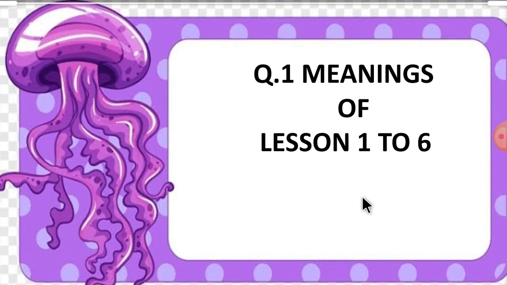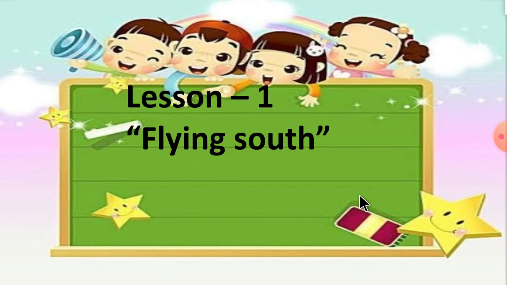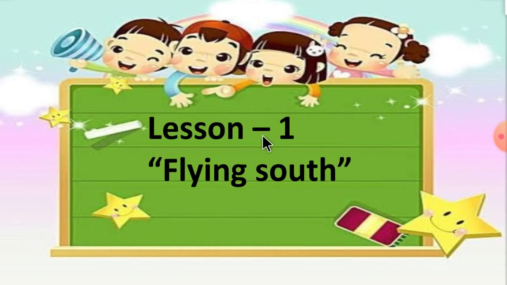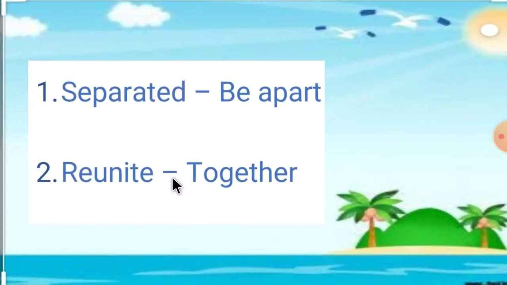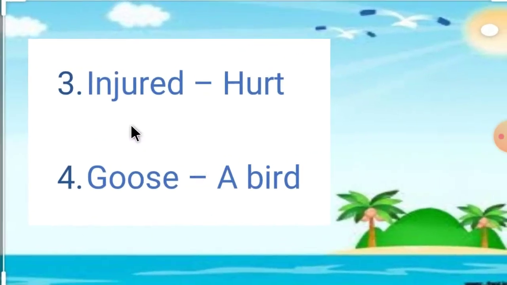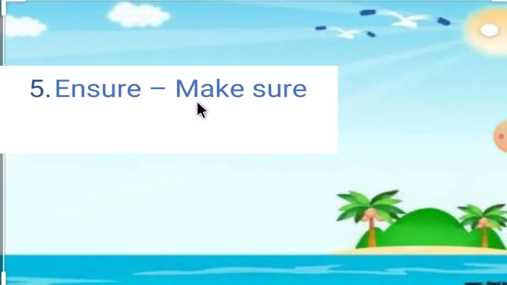Meanings of lesson 1 to 6. So let's see. Lesson 1, flying south. Separated, be apart. Reunite, together. Injured, hurt. Goose, a bird. Then, ensure, make sure.